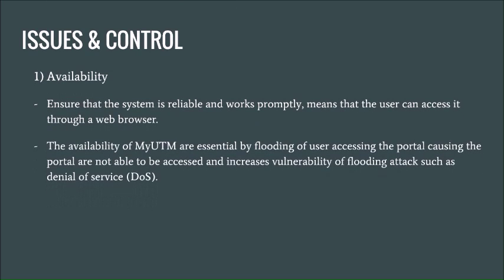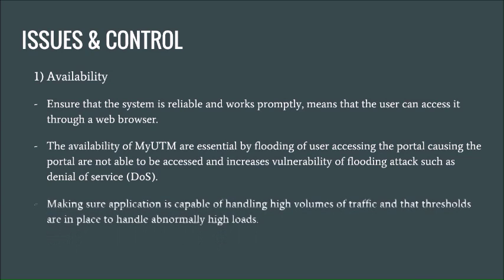Next are the issues and controls in MyUTM. The first issue is availability. Availability is to ensure that the system is reliable and works promptly, meaning that the user can access it through a web browser. The availability of MyUTM is essential, as a flood of users accessing the portal can cause the portal to be inaccessible, and increases the vulnerability to flooding attacks such as denial of service.